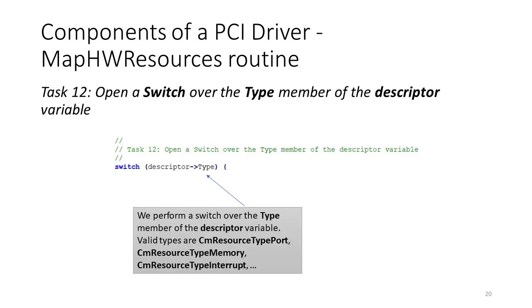Task number 12, open a switch over the type member of the descriptor variable. In the code example, the developer performs a switch over the type member of the descriptor variable. Valid types are CM resource type port, CM resource type memory, CM resource type interrupt, and so on.